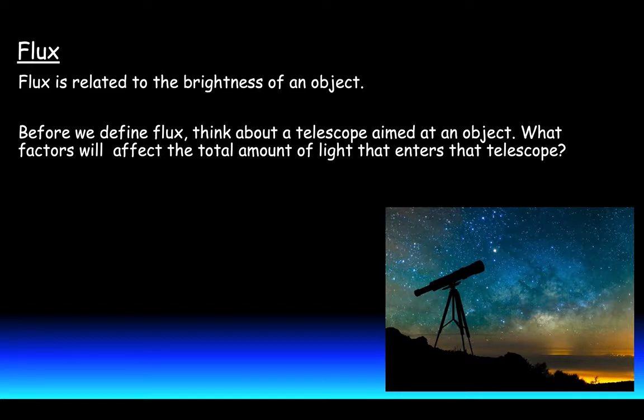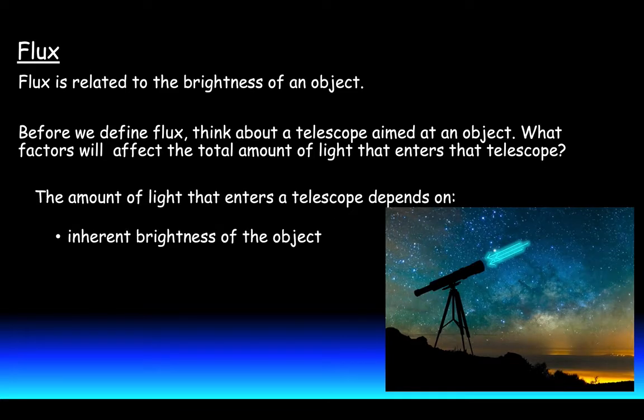And I want to ask you, what factors will affect the total amount of light that enters that telescope? So here we have some light from a distant object entering our telescope. Well, it seems to reason that the amount of light that enters the telescope will depend on the inherent brightness of the object. So if I'm looking at a star in the sky, is that star inherently very bright or inherently kind of dim? That will affect how much light enters the telescope.